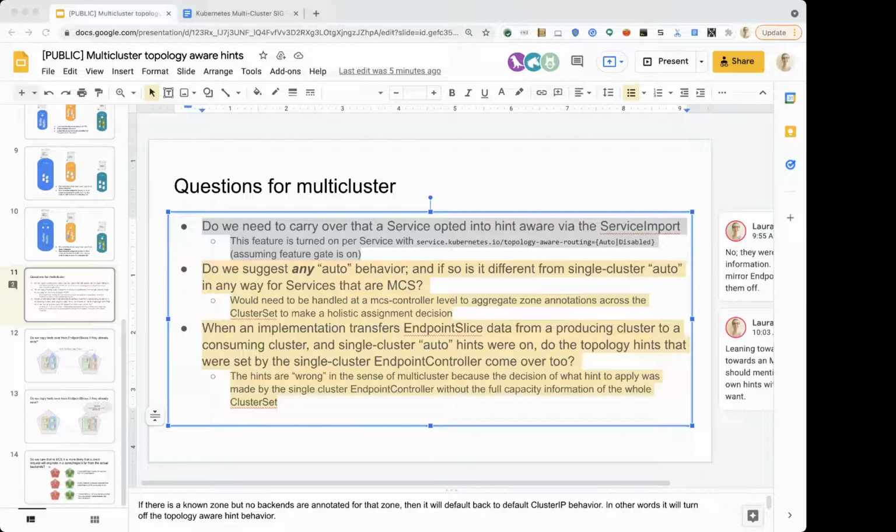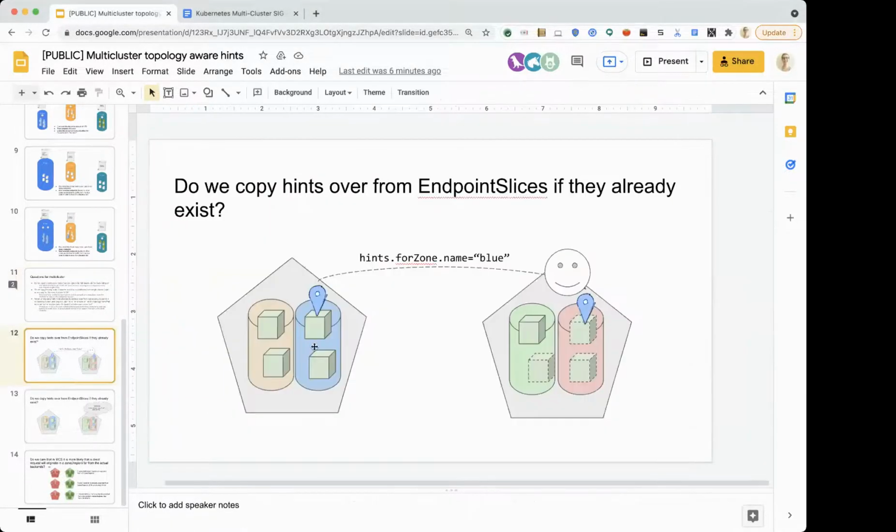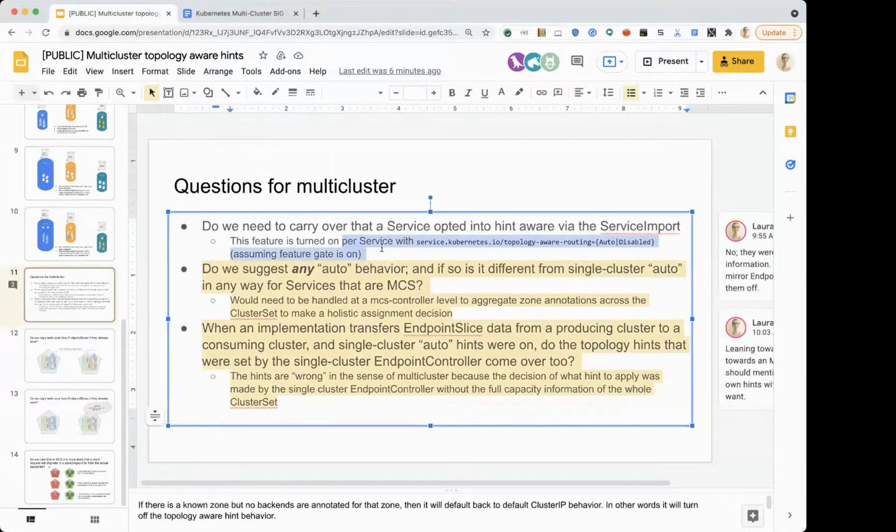Sorry, I'm kind of laggy, I think, but I feel like there's a weird configuration state that can happen where we bring over that the service has opted in, but the feature gate isn't on in the other cluster. And I don't know if that's weird or problematic.